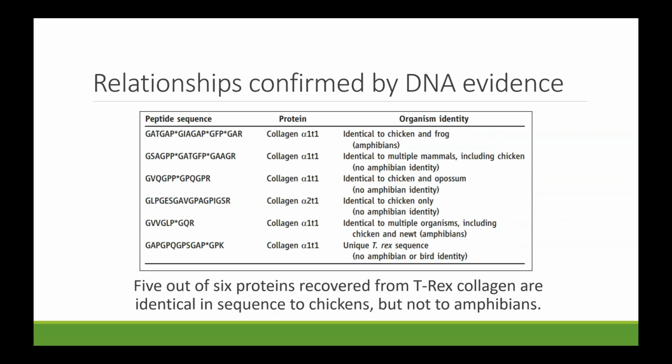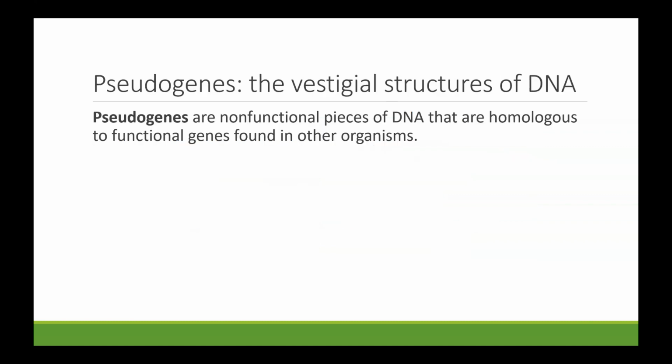Of course, just looking at a salamander and a chicken and a picture of a dinosaur, you might think that the salamander is more closely related to the dinosaur based on their appearance. But the sequence of the collagen proteins tells a different story. It's actually birds that are the closest living relatives of dinosaurs.